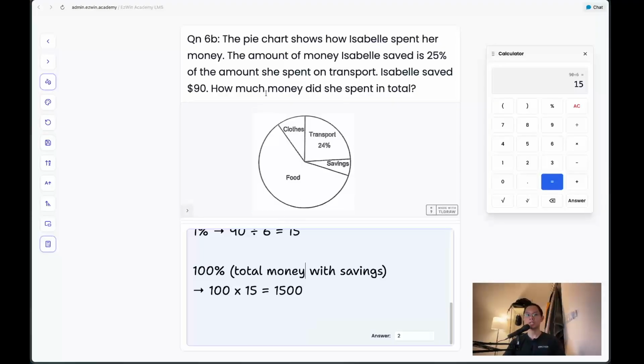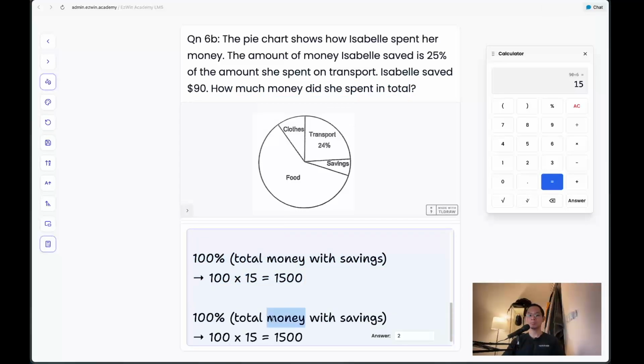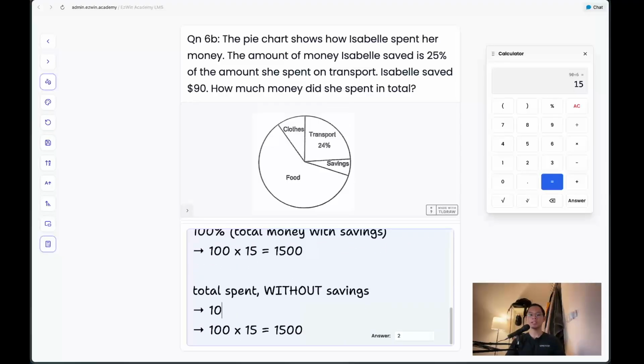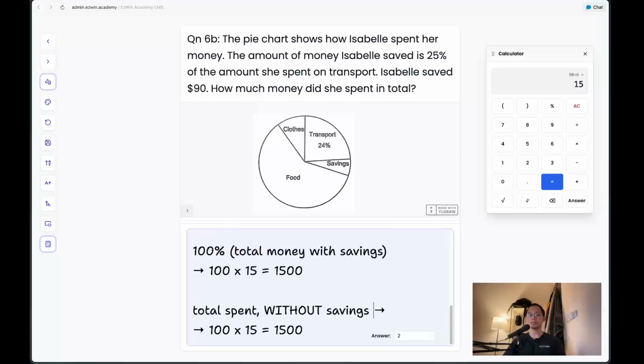So what the question wants is, how much money did she spend in total? So that means total spent without savings. Actually, we don't need to calculate the percentage. So total spent without savings is basically 1,500 minus 90, and this will give us $1,410. There you go. So the answer is $1,410.